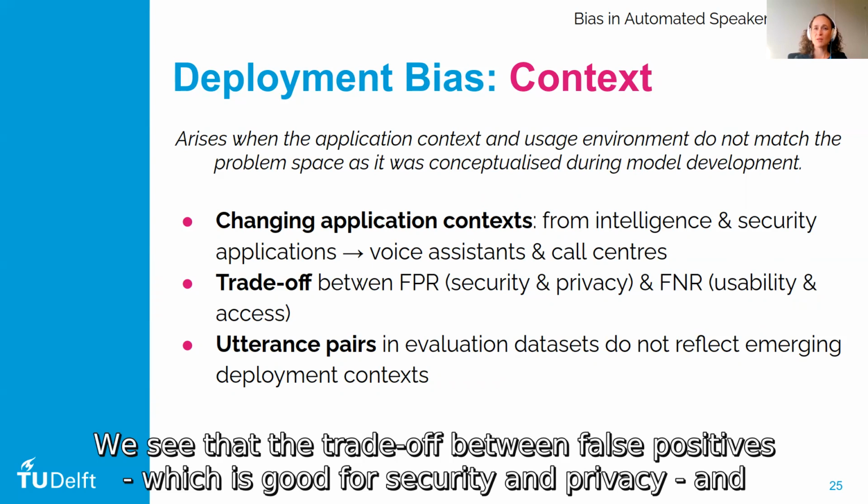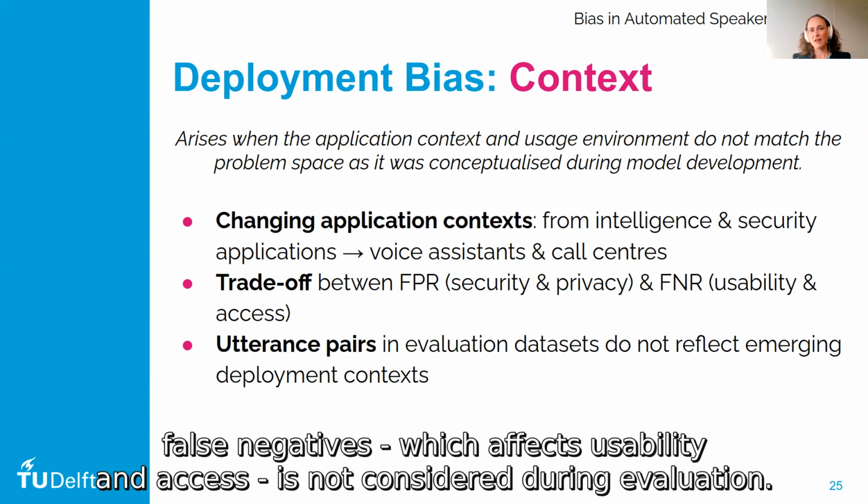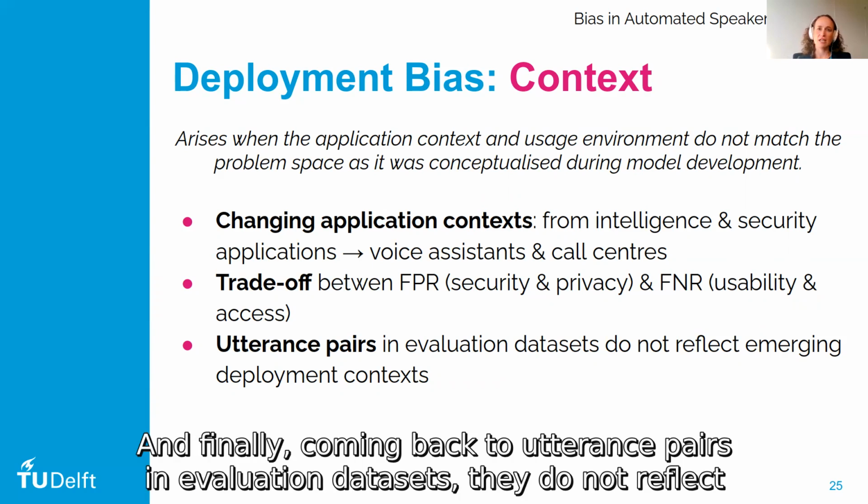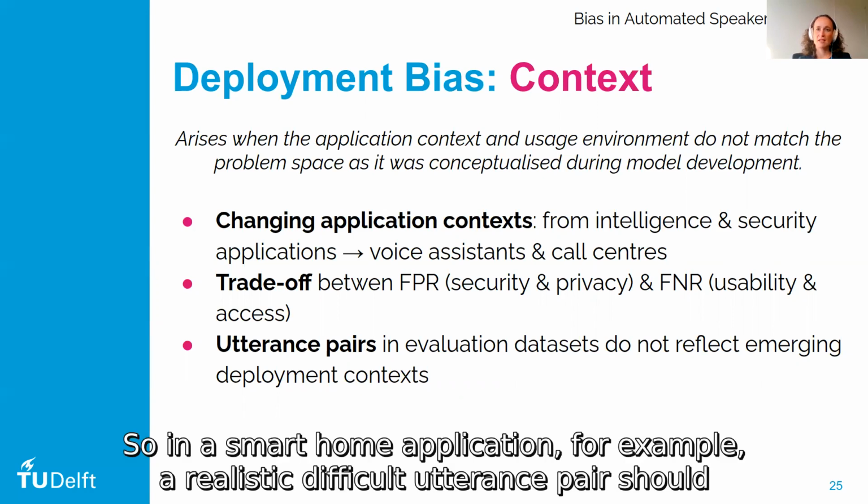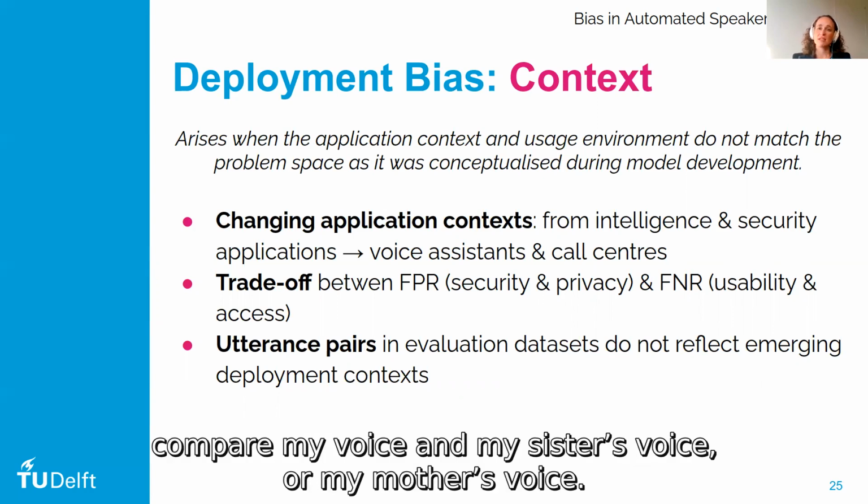We are also seeing that the trade-off between false positives, which is good for security and privacy, and false negatives, which affects usability and access, is not considered during evaluation and not considered in light of the changing deployment application contexts. And finally, coming back to utterance pairs in evaluation datasets, they currently do not reflect emerging deployment contexts. In a smart home application, for example, a realistic difficult utterance pair should compare my voice and my sister's voice or my mother's voice, rather than my voice and some random male speaker's voice speaking another language with a different accent.